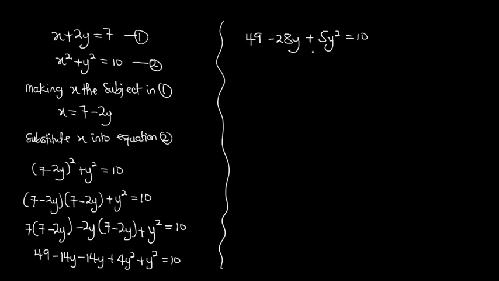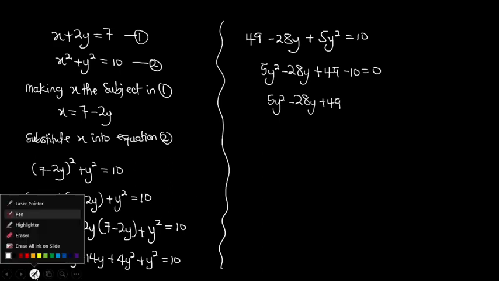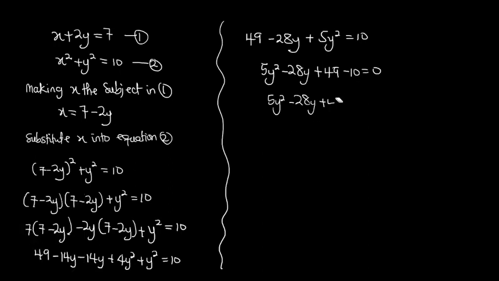From here, I can see that I have y squared, y, and a constant, another constant. So I need to group items. I'm going to rewrite this whole equation, bringing in the 5y squared first. So I have 5y squared minus 28y plus 49. Then I bring the 10 to this side of the equal sign, so it becomes minus 10, is equal to 0. So I have 5y squared minus 28y plus 49 minus 10, which gives me 39.